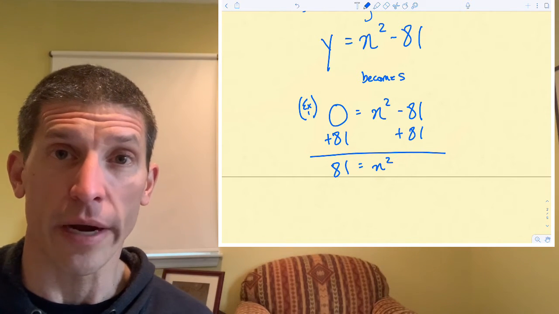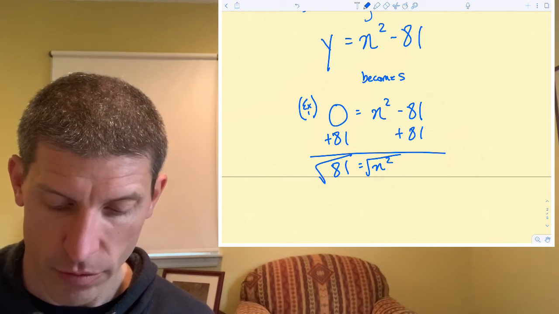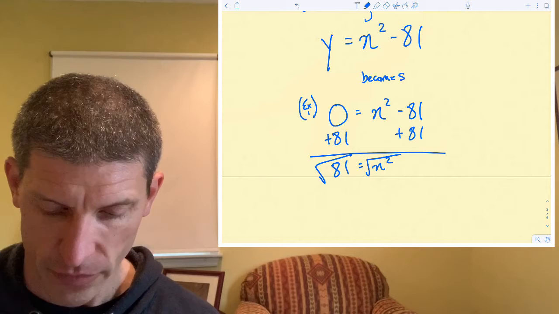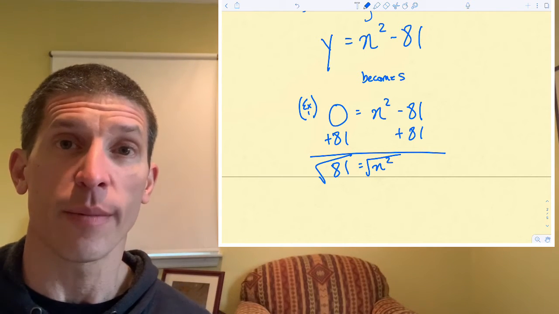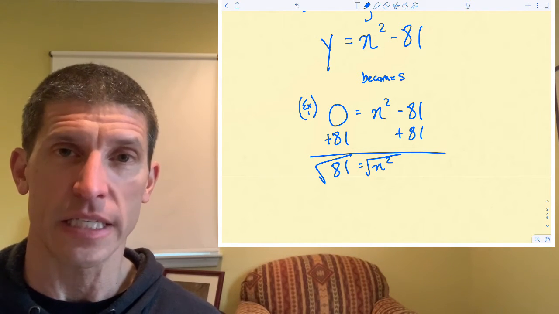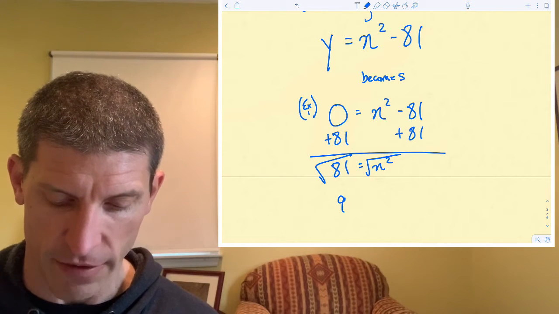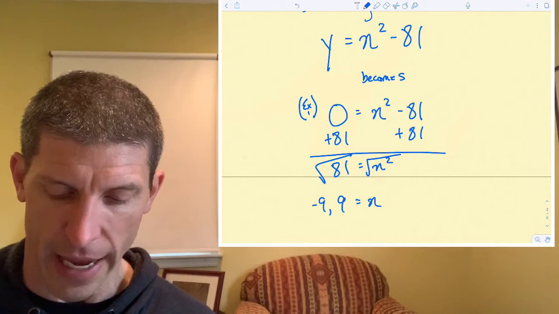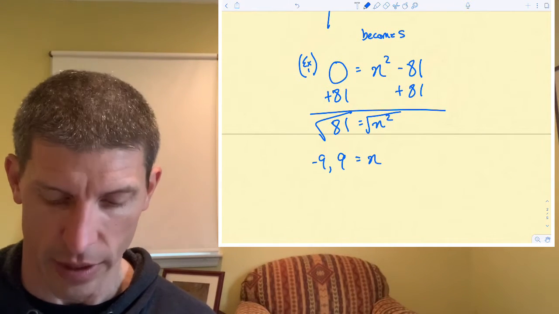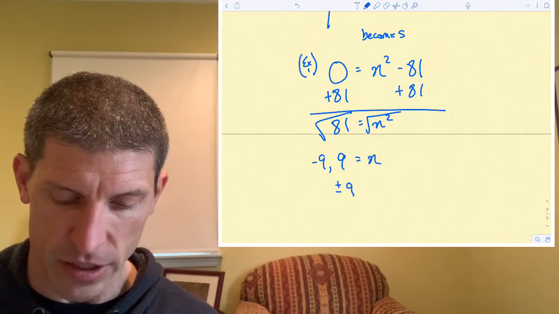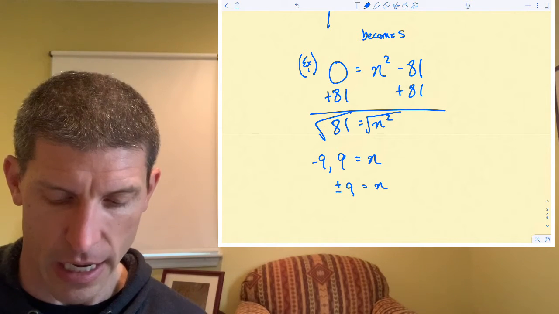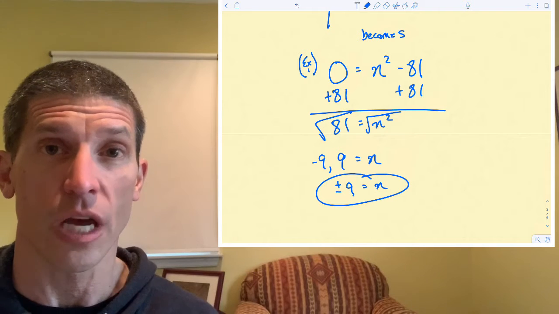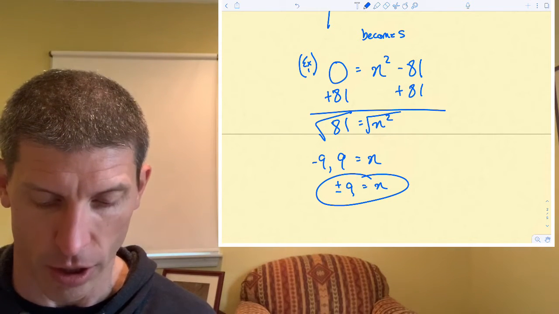To get rid of the squared, I'm going to square root both sides, right? Whatever I do to one side, I can do to the other. And the square root of 81, I'm thinking about a number that multiplies by itself to give 81. And I can think of 9, and I could think of negative 9. So I could either write it as negative 9 and 9 equal n, or a little bit fancier will be plus or minus 9. That'll still show two solutions, right? So there's two solutions, and we actually identify what those two solutions are.